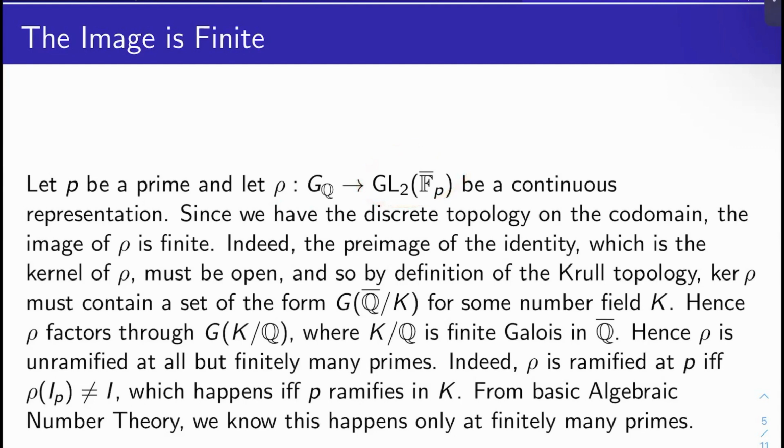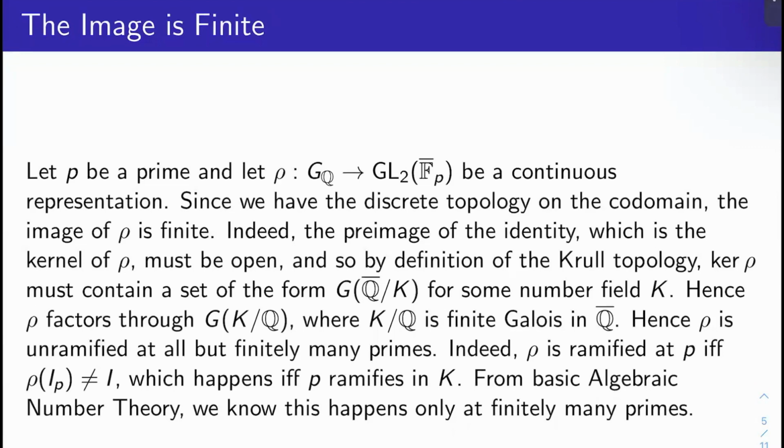And a lot of people just say that and then don't ever verify it. I'm going to actually verify it for you. Okay, we know by continuity and the discreteness of our topology that the preimage of the identity, which is the kernel of rho, must be open, right? So by the definition of the Krull topology, the kernel of rho has to contain a set of the form the Galois group of Q bar over K for some number field K, which means rho factors through the Galois group of K over Q, where K over Q is a finite Galois extension in Q bar.